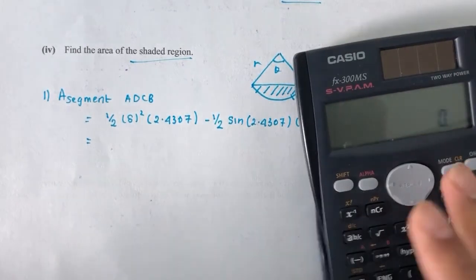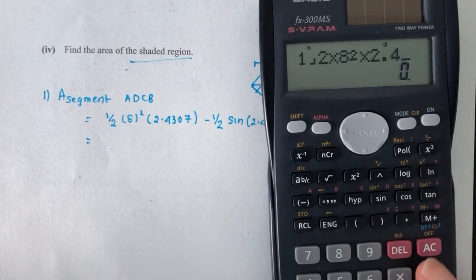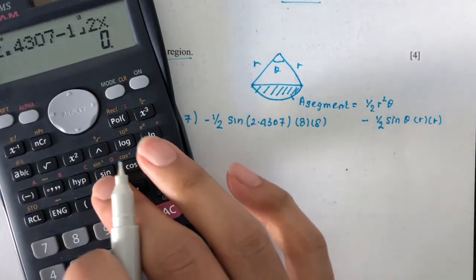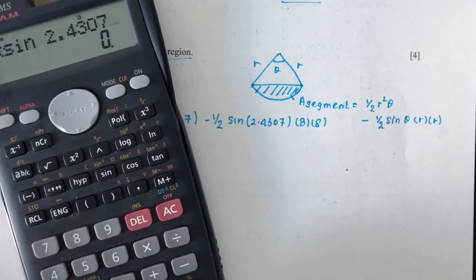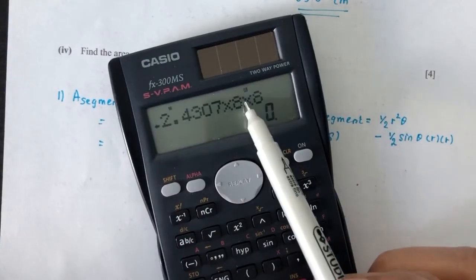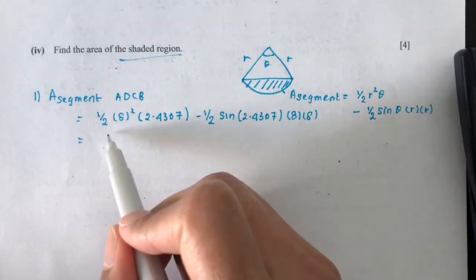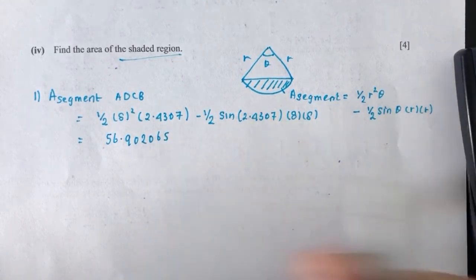So let's just replace this in our calculator. Half times 8 squared times 2.4307 minus half times sine of 2.4307 times 8 times 8. Just make sure that your calculator is in radians so we can find the answer. This will be 56.9. This will be part 1.